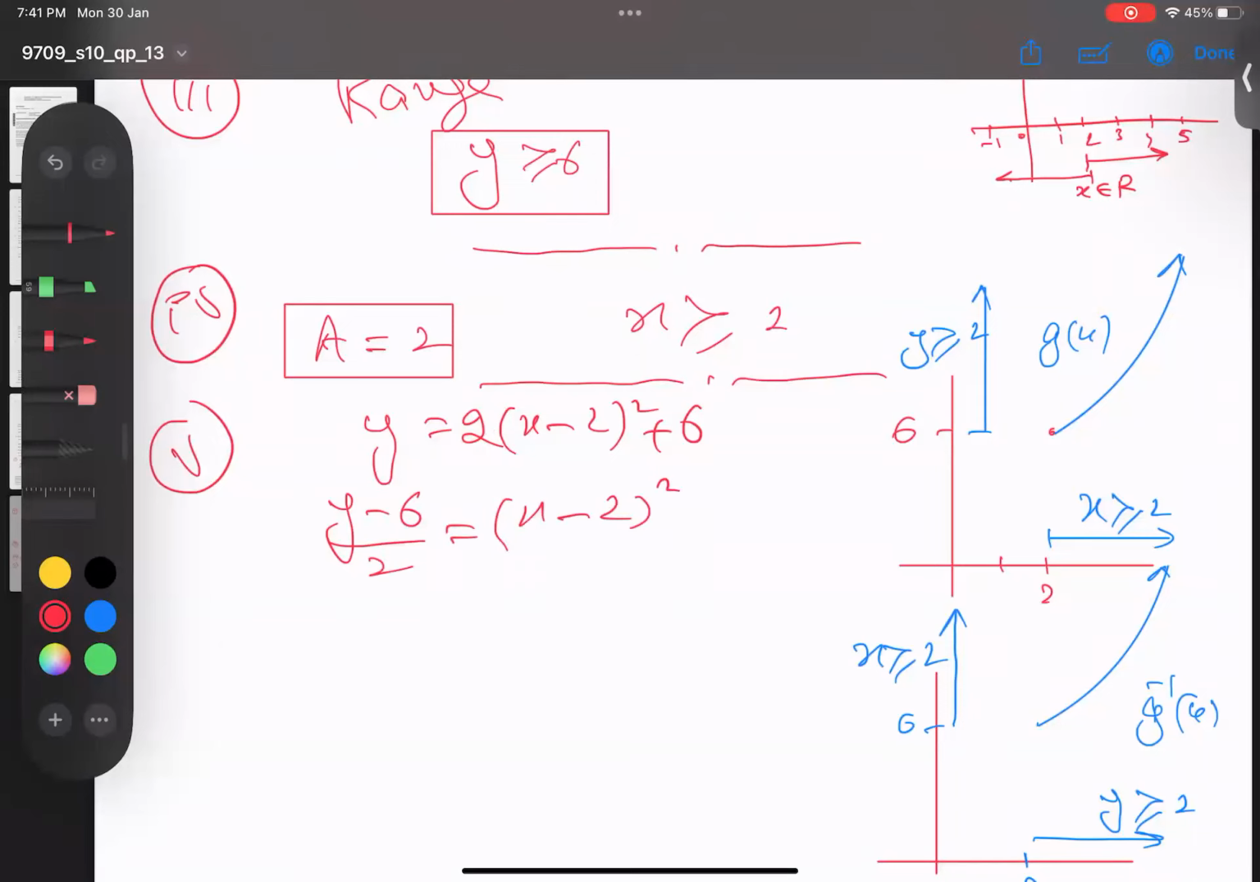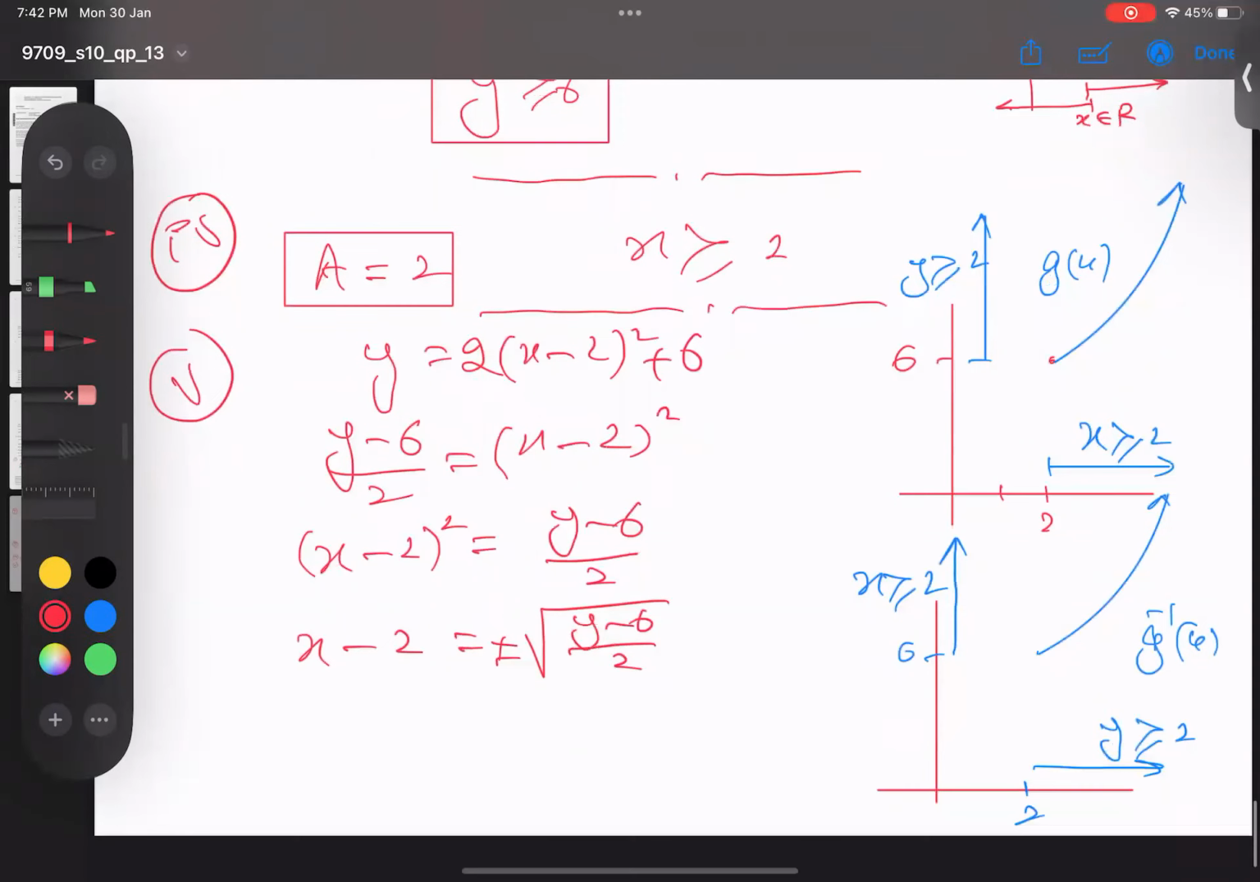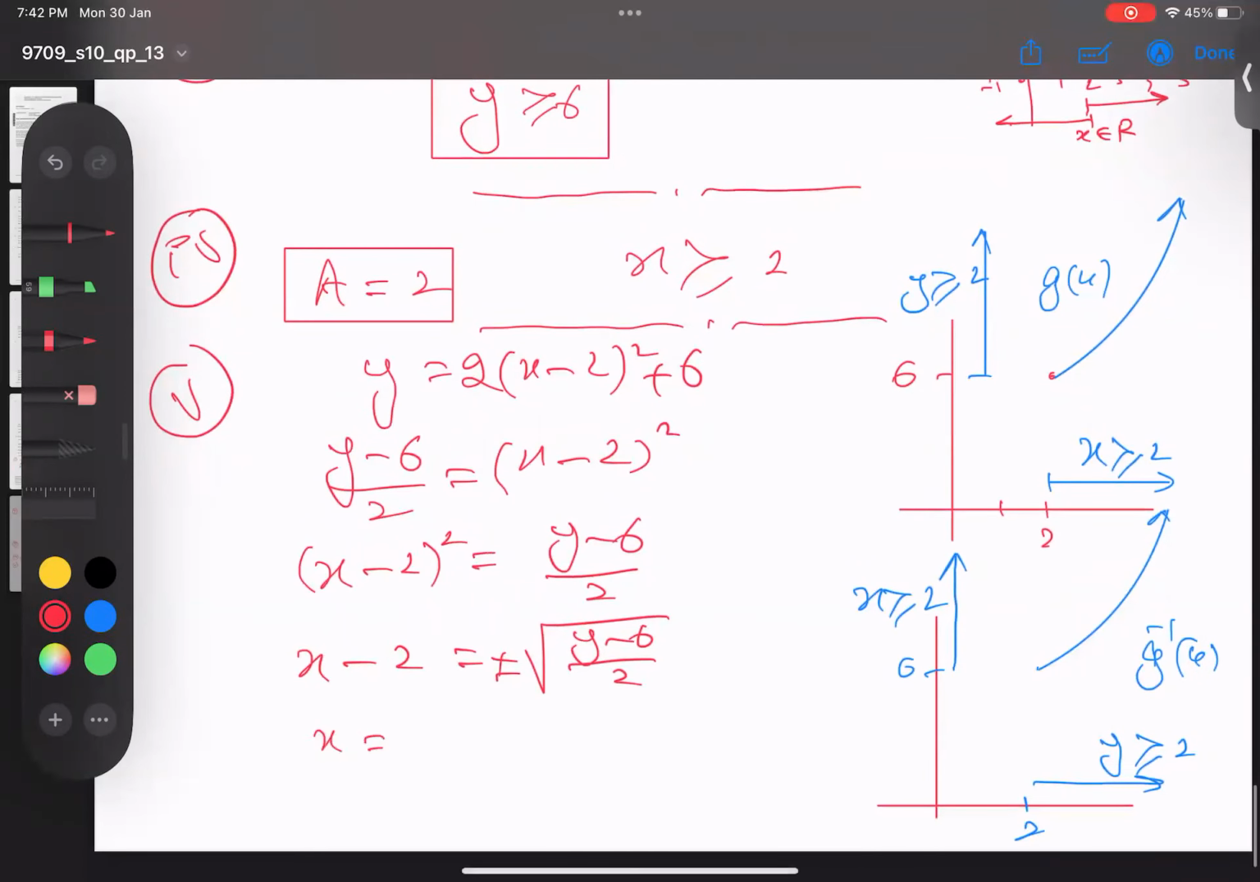Now I take a root, or first I switch the sides. Switching sides, no sign will change at all. Now taking the root of both sides, I get root of (y minus 6) by 2, plus and minus. This 2 will go across and it will become add. The only thing left is the interchange, and interchange means x becomes y and y becomes x. So I'm erasing these values and I make it y here and an x here. And this is called g inverse.